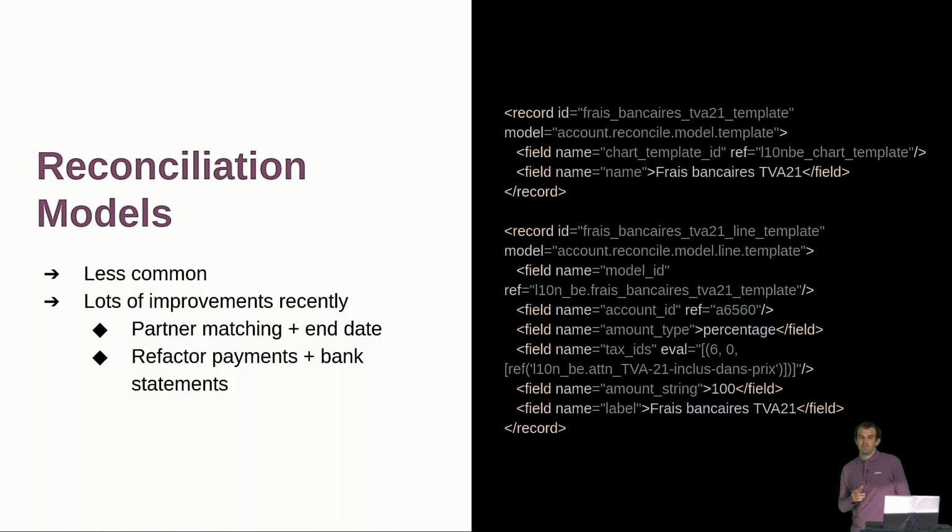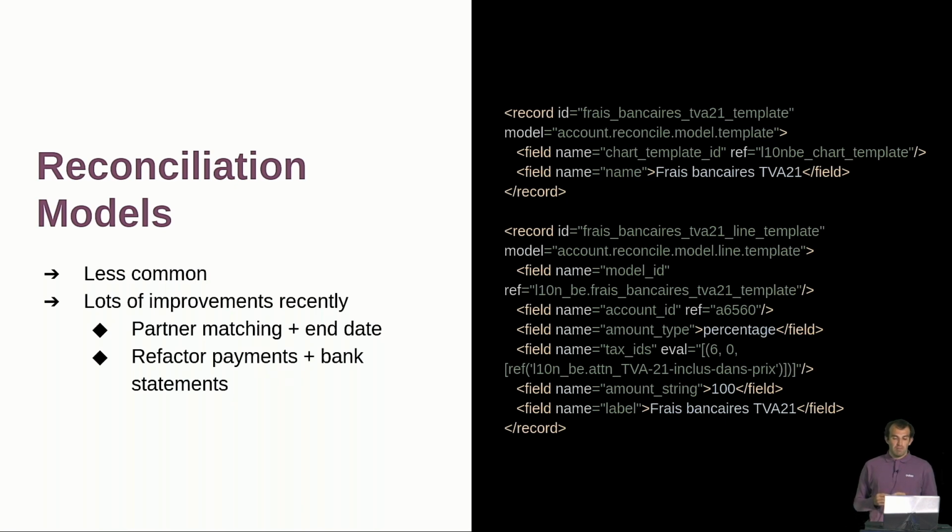Then we have the reconciliation models. These are also called the matching rules. So when you pay something and afterwards you have your bank statements, or when you get paid and you have the bank statements, then you want to see what corresponds to what. And in order to do that, you have an automatic system. So we try to automatize that with those matching rules. And they are less common in the localizations because you can easily create them yourself. But there have been some improvements lately.